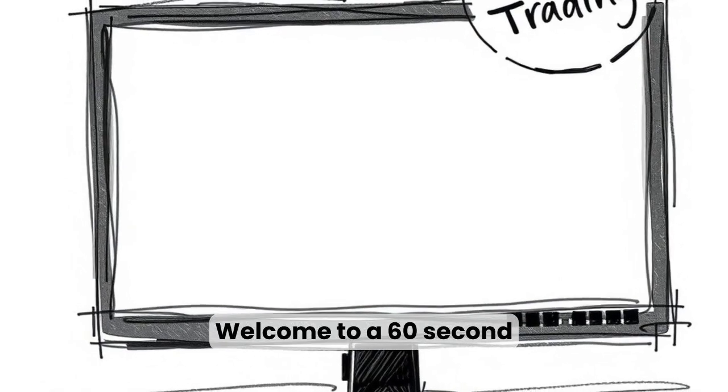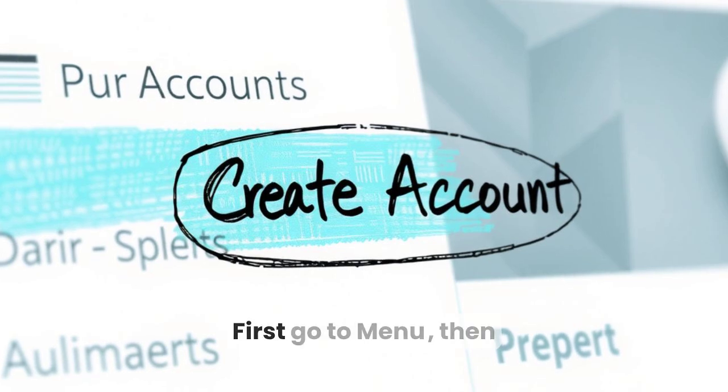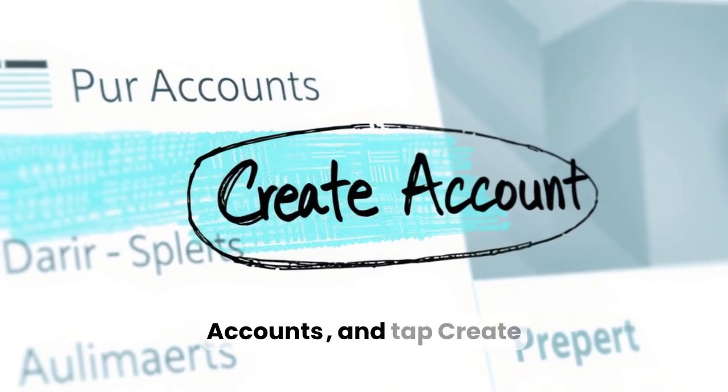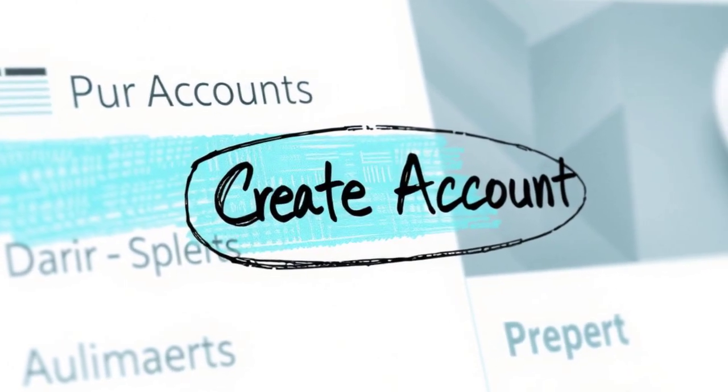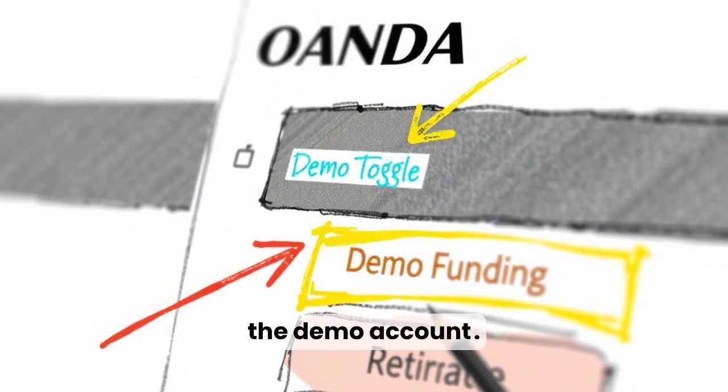Welcome to a 60-second beginner walkthrough of OANDA's trading platform. First, go to Menu, then Accounts, and tap Create Account to sign up. Choose Demo to practice, verify your email, and fund the demo account.